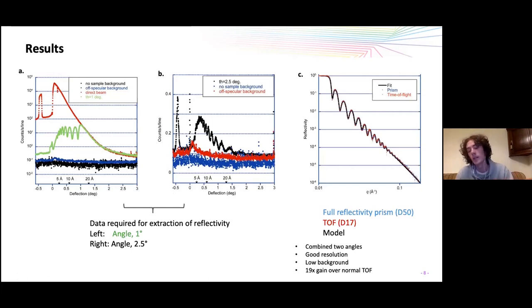So to elaborate on the figure a bit more, all you have in blue is the prism measurement. And then in red, you have a comparison with the time of flight measurement made on D17. And then you also have the fit in black. And what it shows you is that these results are meaningful and this technique is meaningful. And I've put a couple of points here. You've got good resolution, low background, and a 19 times gain over the normal time of flight.